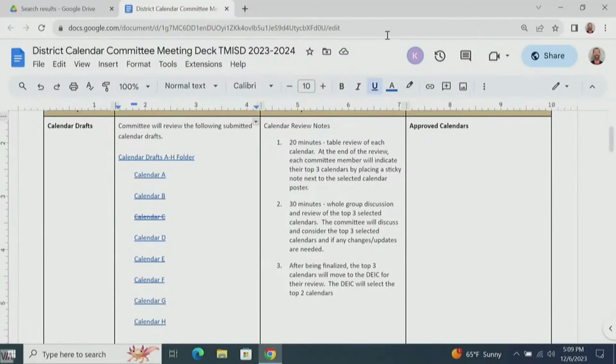Okay, so it looks like we're going to be discussing D, E, and F in more depth. So take the things from C, B, A, H, and G that you liked, and we'll look at compromises that we can make on these three before we send them out. Okay, so D, E, and F. We're going to start with D.